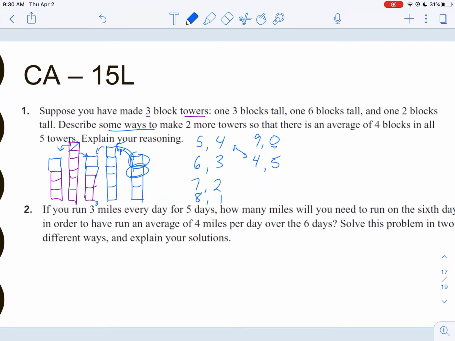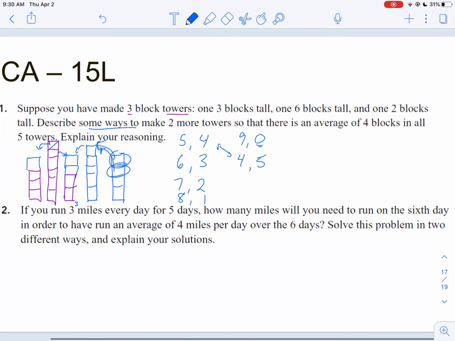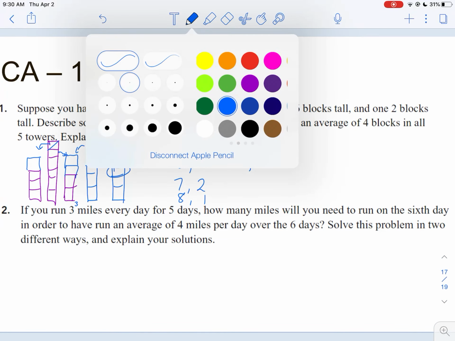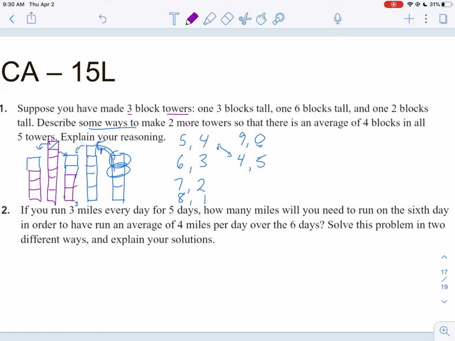All right, let's take a look at number 2. Number 2 says, if you run 3 miles every day for 5 days, how many miles will you need to run on the 6th day in order to have run an average of 4 miles per day over the 6 days? Solve this problem in 2 different ways and explain your solutions. Again, I encourage you to pause the video and try it on your own before watching the rest of the video.